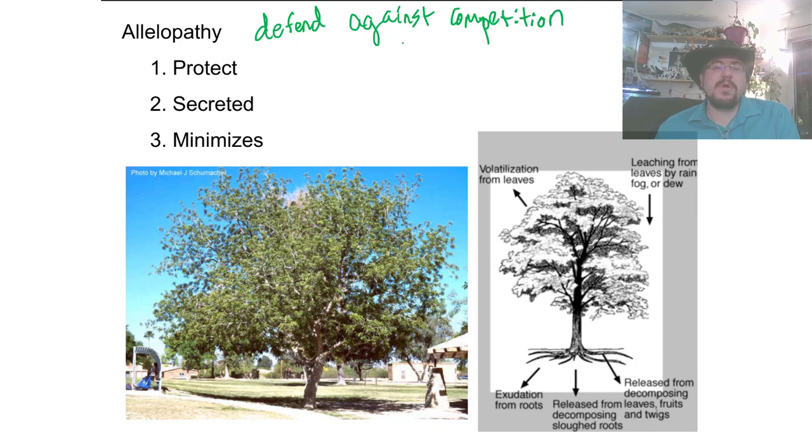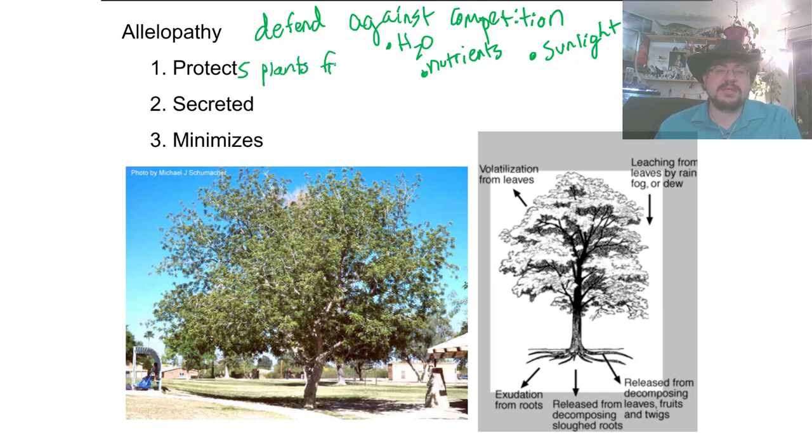right? What are they competing for? Water in the soil, nutrients like nitrogen in the soil, right? And sunlight. So if you have a bunch of similarly sized plants grouped around each other, they are going to all be in pretty intense competition for these various necessary chemicals, limiting resources. So, allelopathy is a chemical defense against other plants to limit competition. It protects plants from other plants.